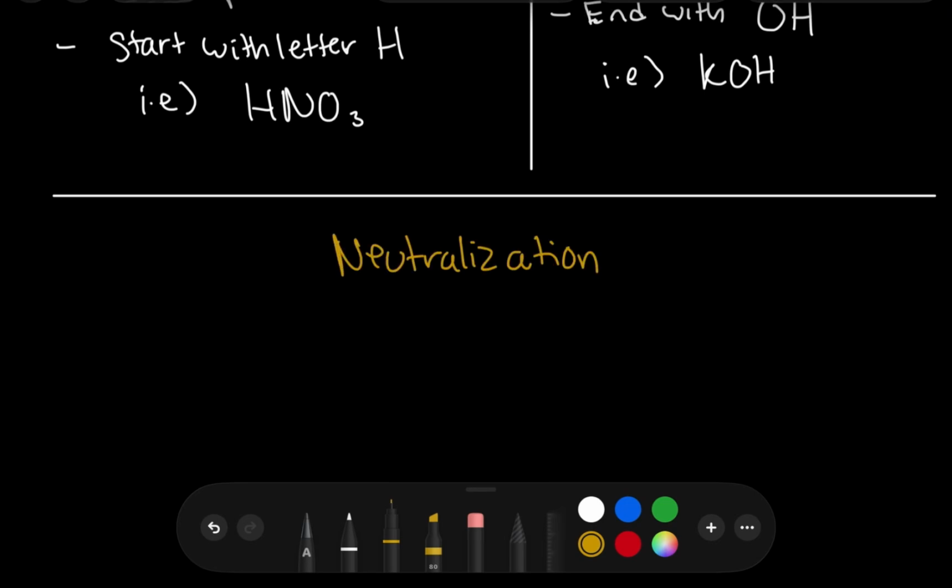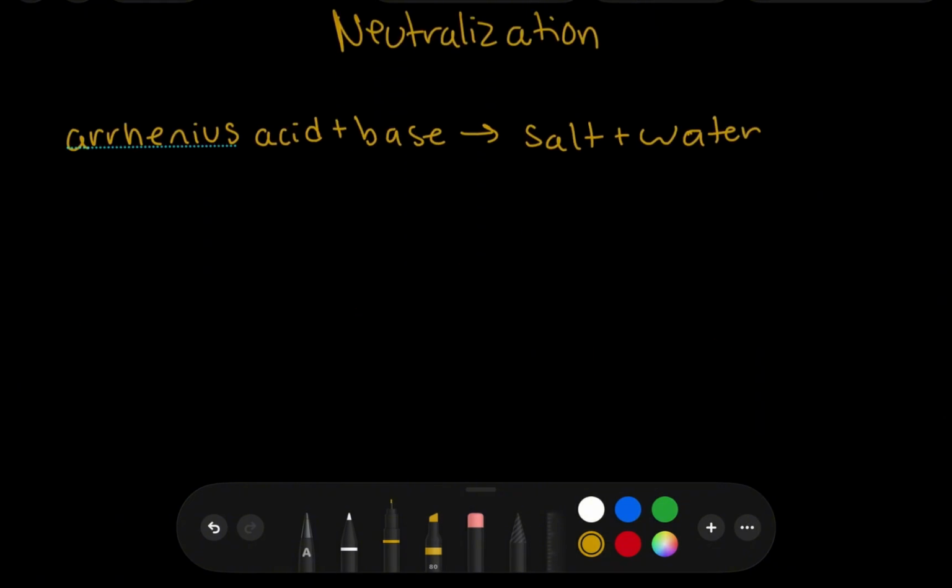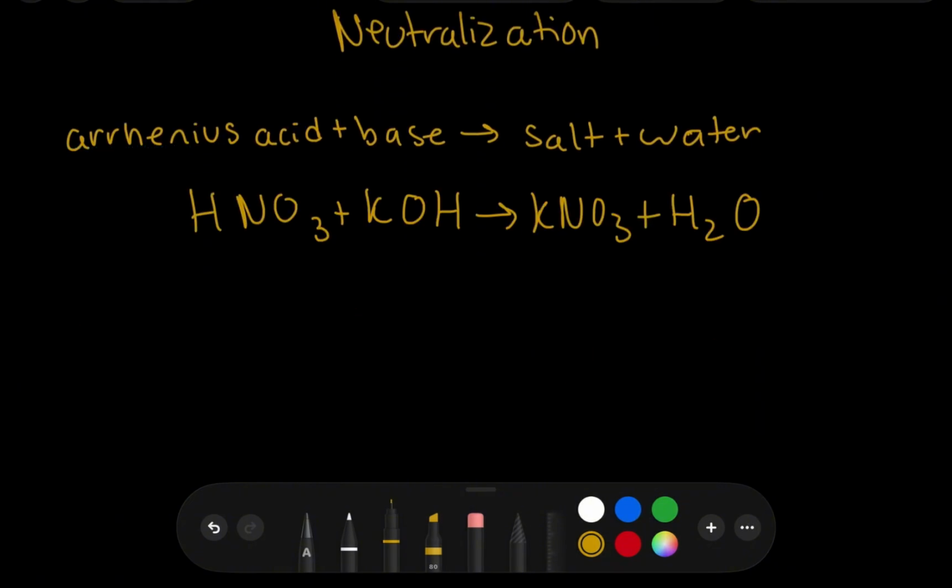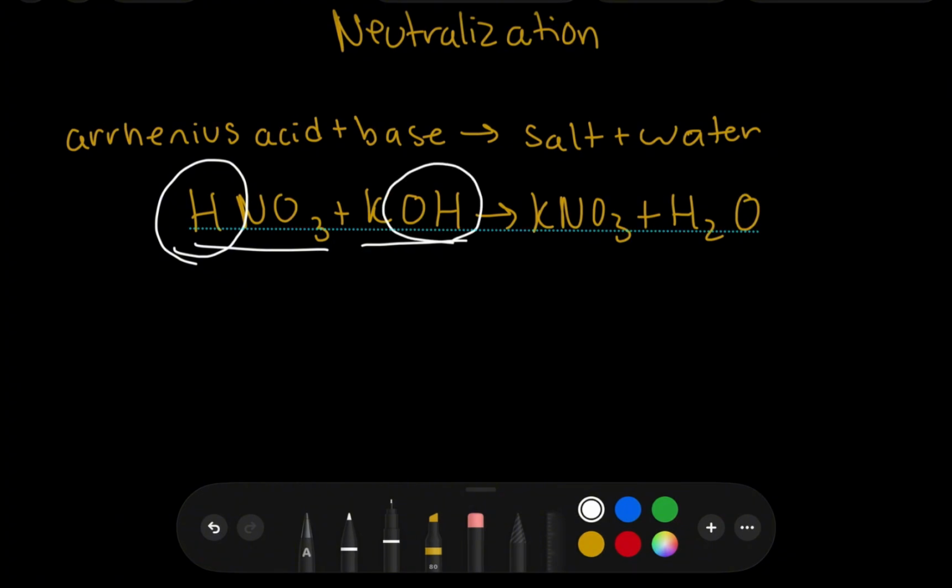Now, the last thing I want to talk about is neutralization. Neutralization is the process where an Arrhenius acid and Arrhenius base react to form salt and water. And an example of this is, as we can see here, we have our acid, HNO3, because we see that it starts with the letter H. We have our base, KOH, because it ends with the letters OH. And then we have our salt, and then we have our water, H2O.